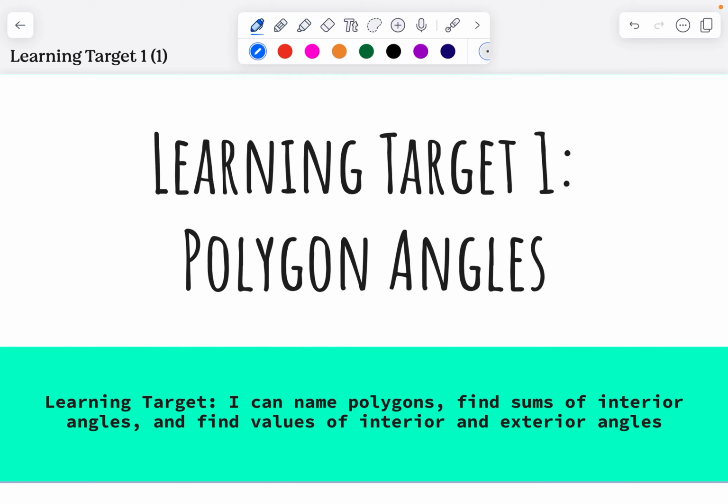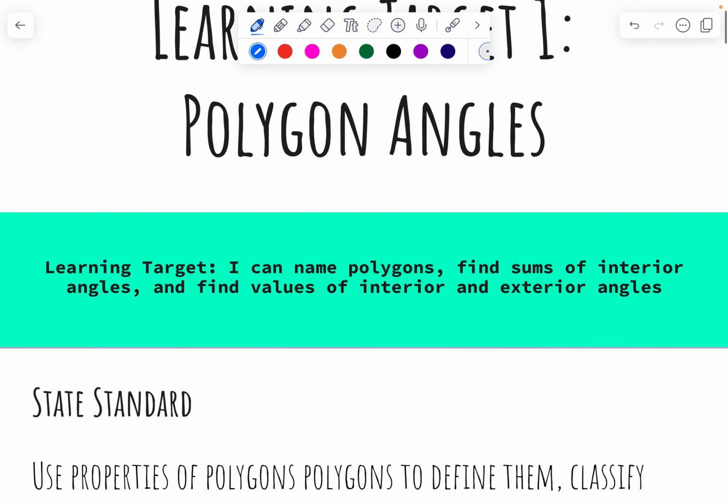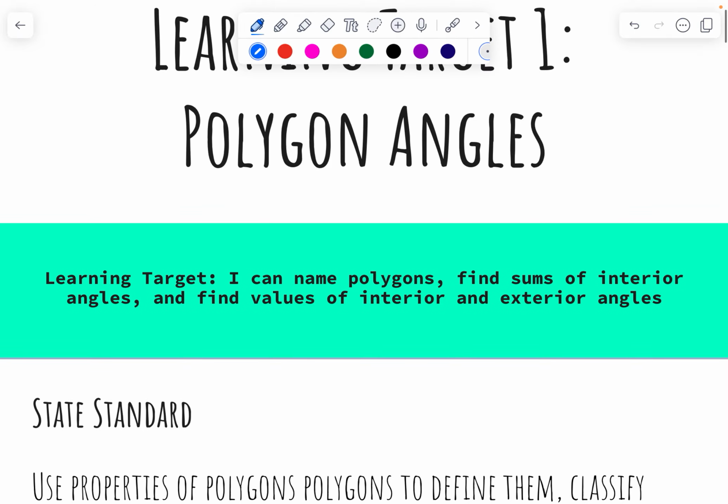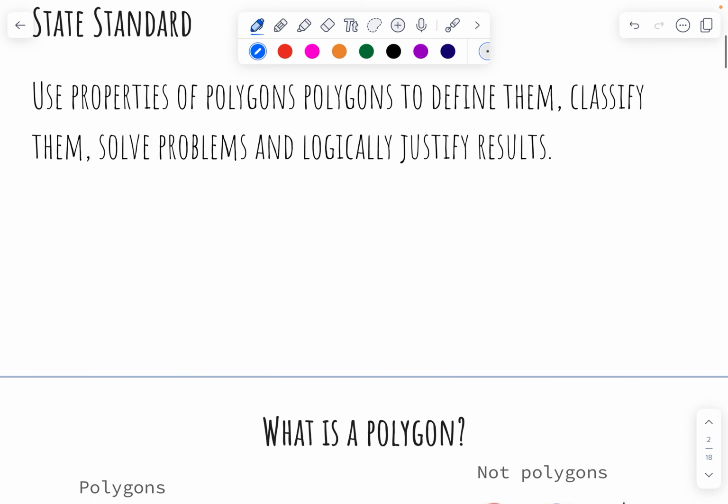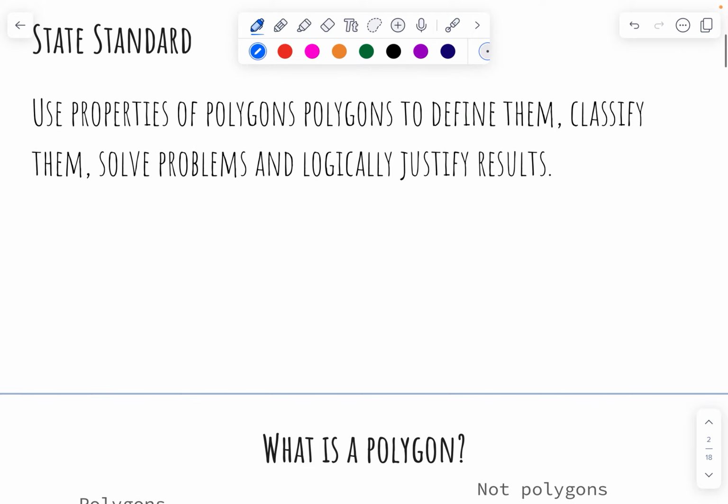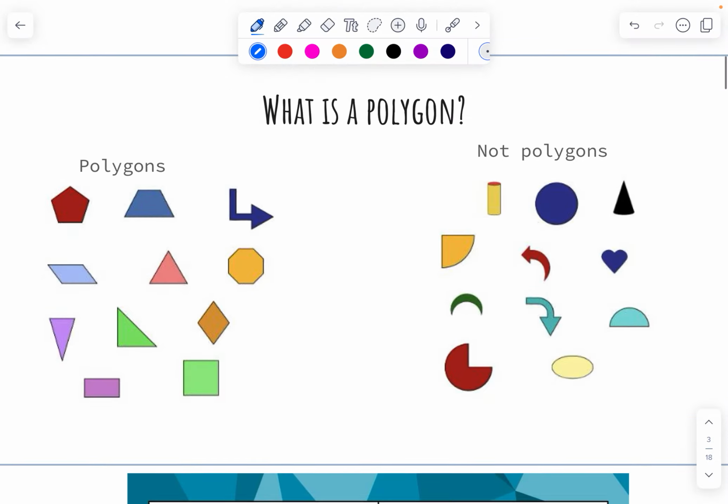Hello friends, today we're going to be talking about polygons and specifically angles in polygons. So we're going to name polygons, find sums of interior angles, and find values of interior and exterior angles. Our state standard: use properties of polygons. Polygons is there twice, to define them, classify them, solve problems, and logically justify results.